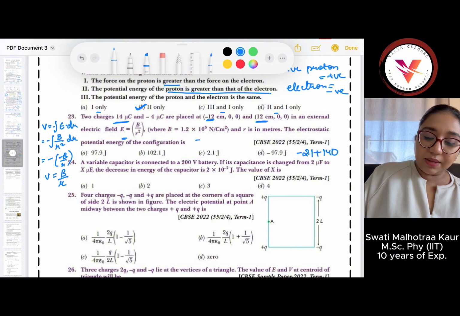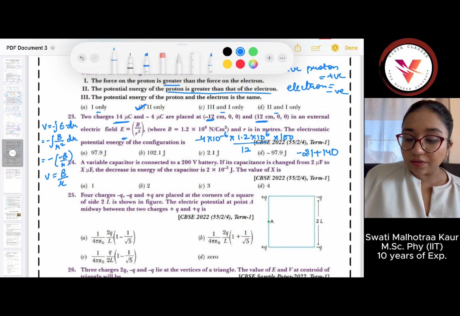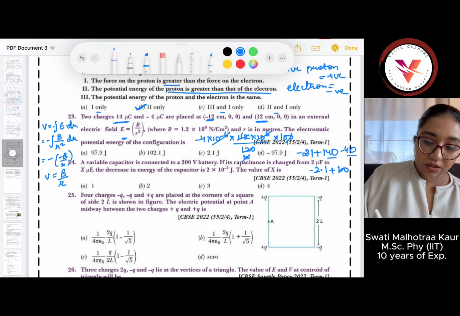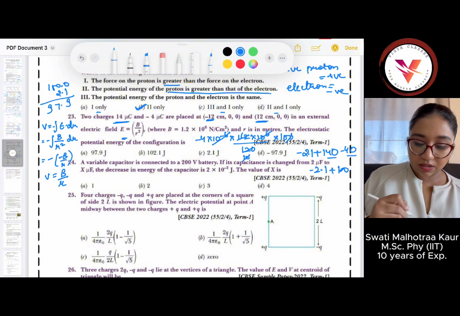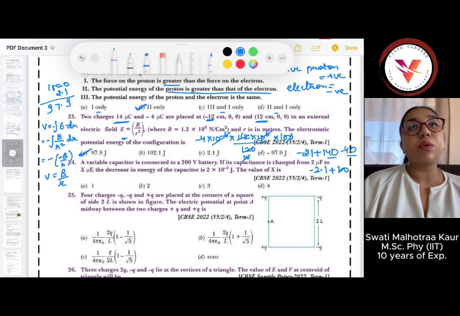So this becomes basically minus 4 into 10 raised to the power minus 6 upon B is 1.2 into 10 raised to the power 6 and 12 centimeter into 100. Right? Minus 6 cancel, 10 becomes minus 40. So minus 2.1 plus 100. If you subtract, it's 97.9 joules.